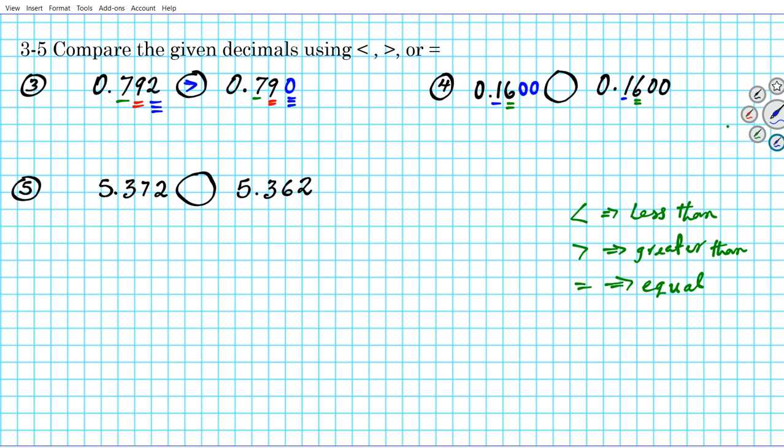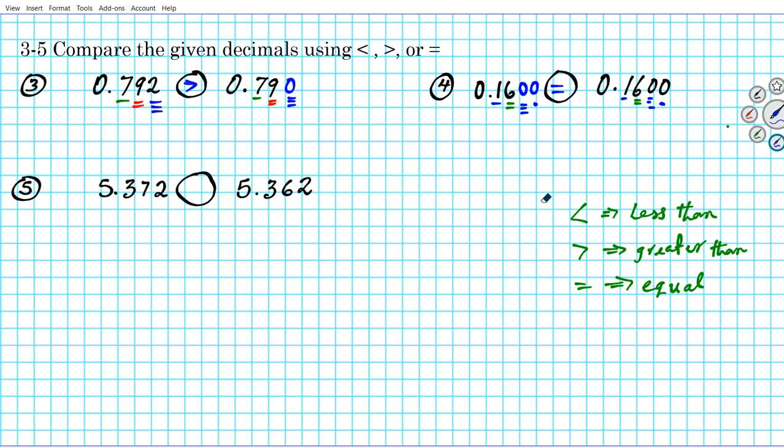Bam, bam. Oh, identical. So this one is identical to this, and then this guy is identical to this. So they are both exactly the same. So what inequality symbol do we put here? Equal. 0.16 is the same thing as 0.1600. Okay? All right, let's move on to number 5.